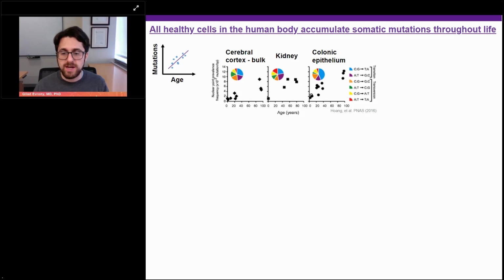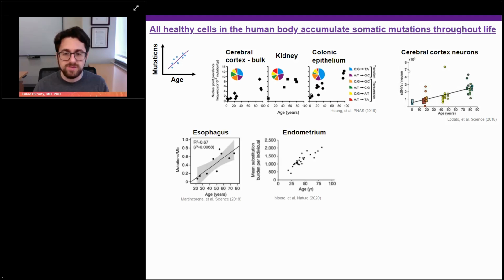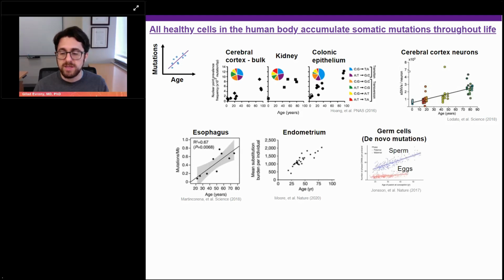Subsequent studies have shown this with single-cell sequencing methods in neurons of the brain in the cerebral cortex, in the esophagus, in the endometrium, even in sperm and eggs. Other studies have found this in skin, liver, and lung. Every tissue that's been examined shows this phenomenon of an accumulation over time in a linear fashion of somatic mutations with age.